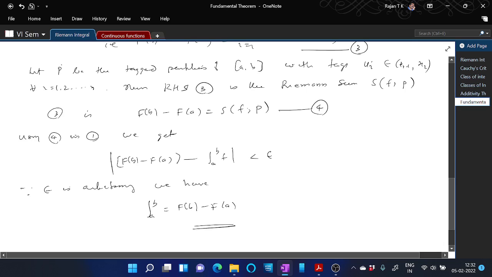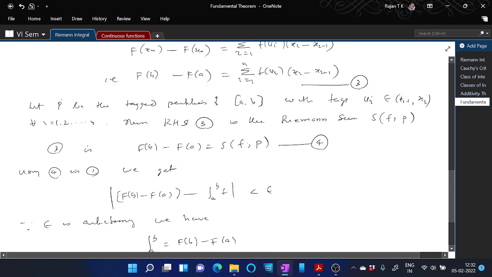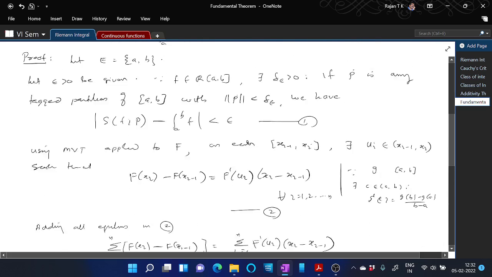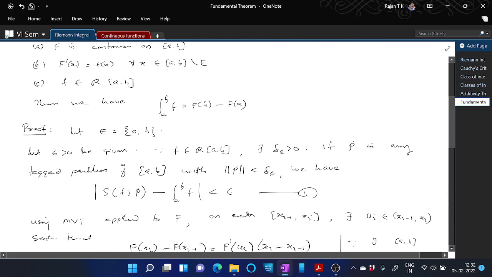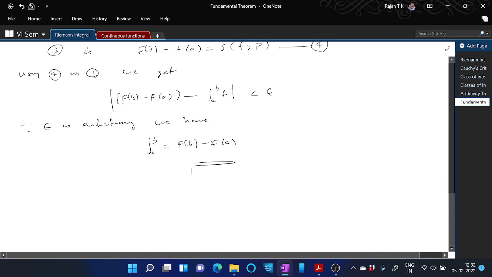Integral a to b of f is equal to F(b) minus F(a), as we desired. So this is the first form of the fundamental theorem. It gives a technique for evaluating the definite integral a to b of f. Now let us see some examples.